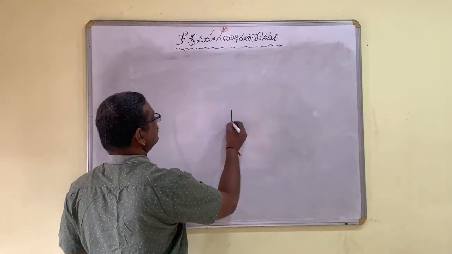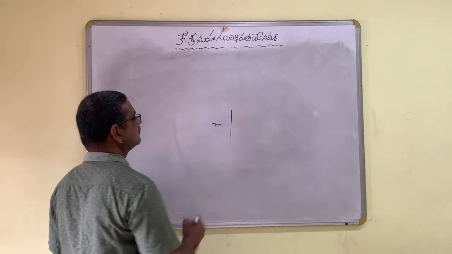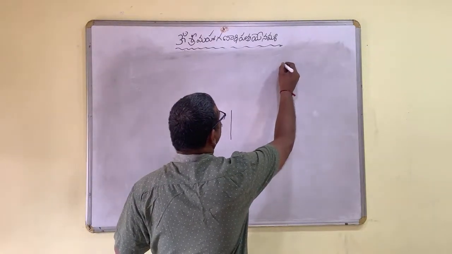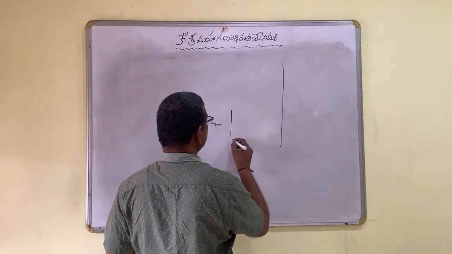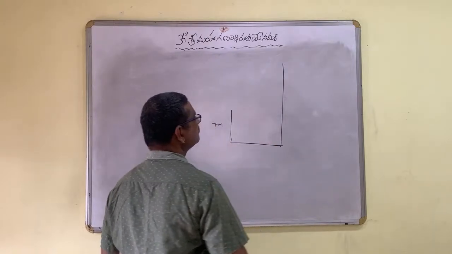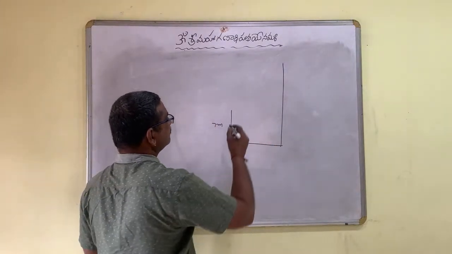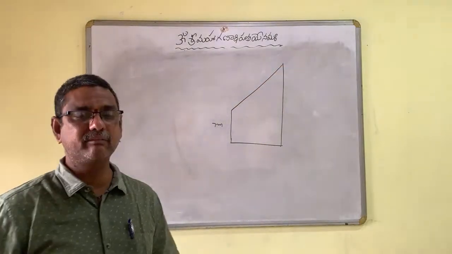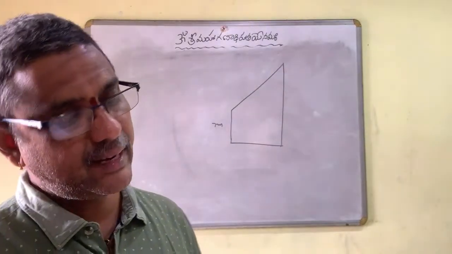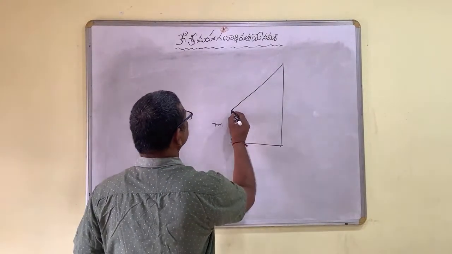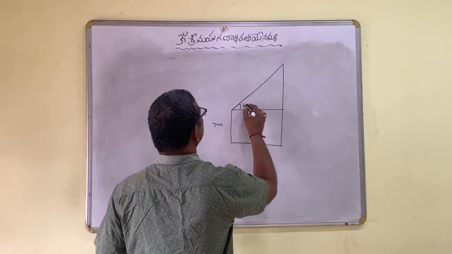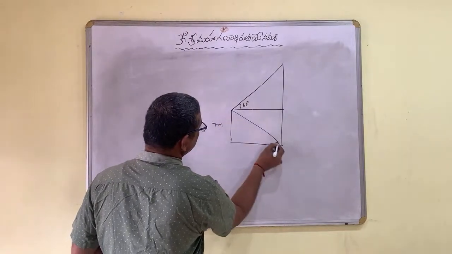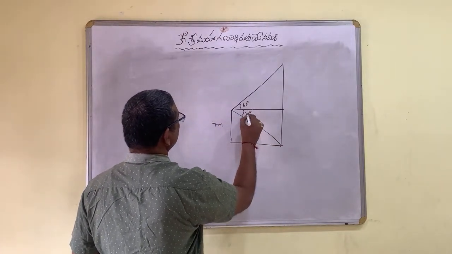There is a 7 meters high building, and in front of it there is a cable tower. Now, from the top of this building, the angle of elevation of the top of the cable tower is given as 60 degrees. And the angle of depression of its foot, this one, 30 degrees.